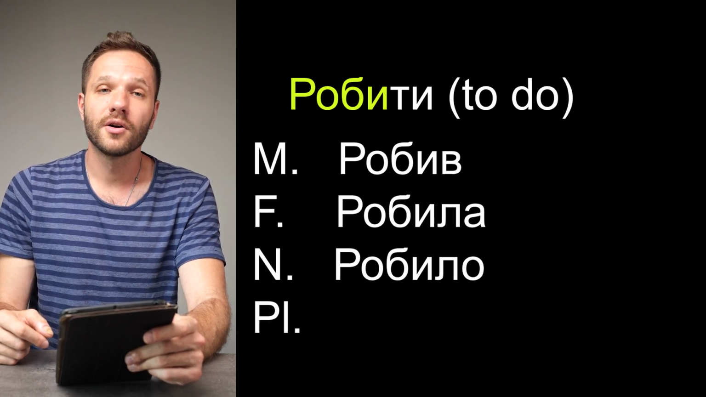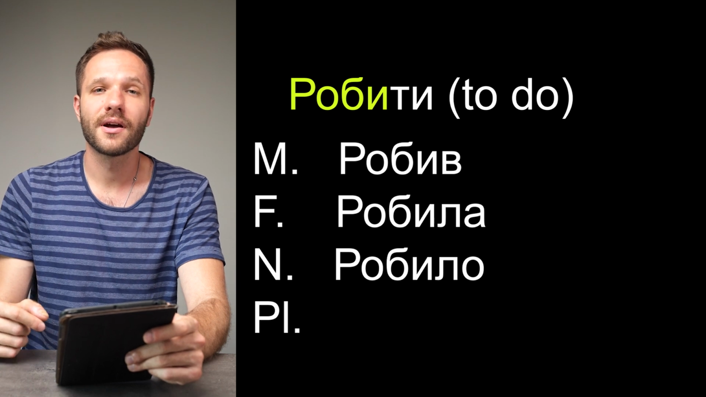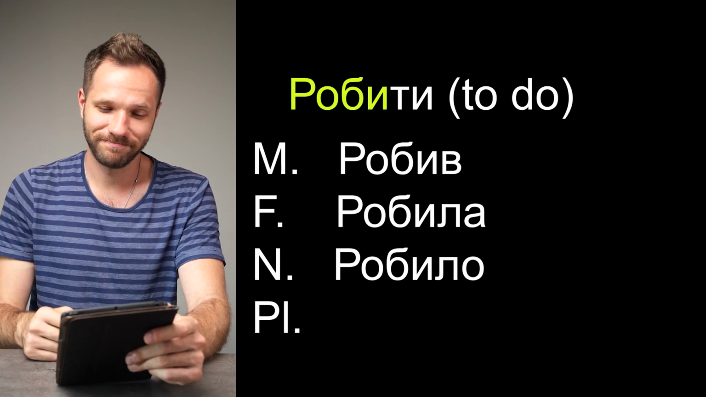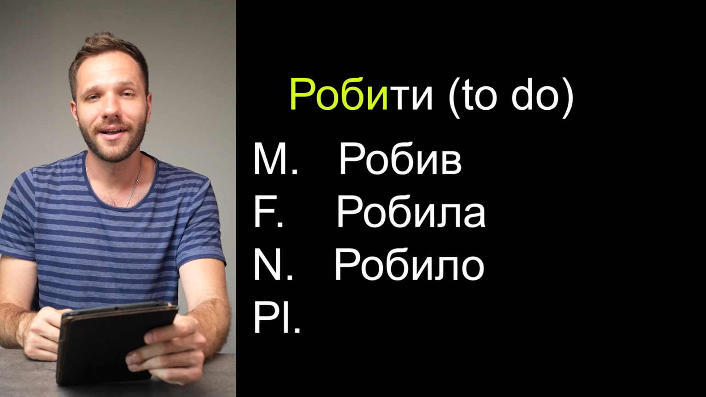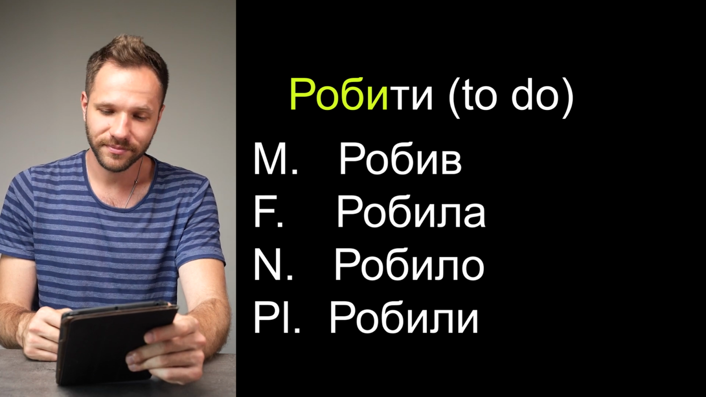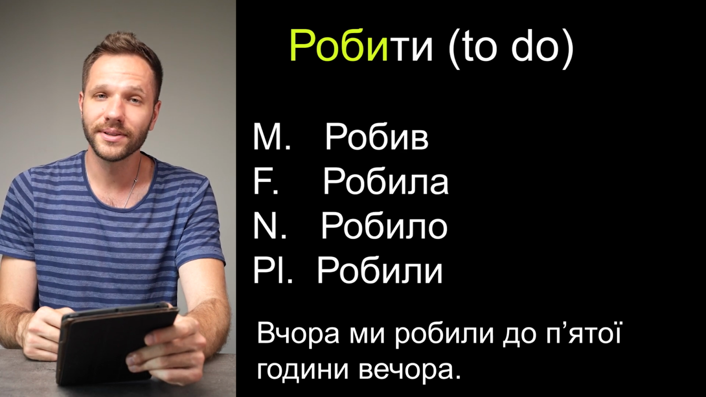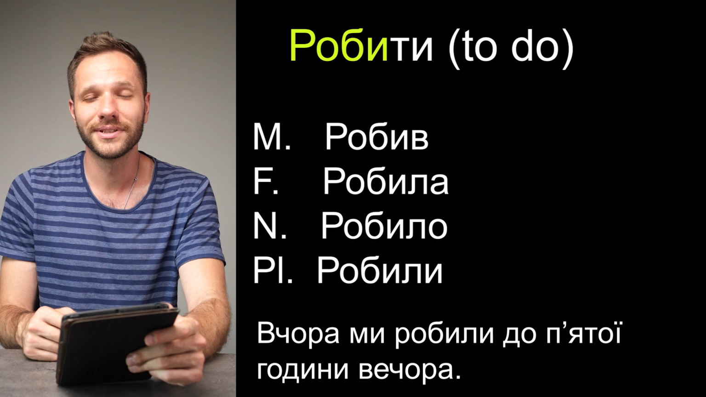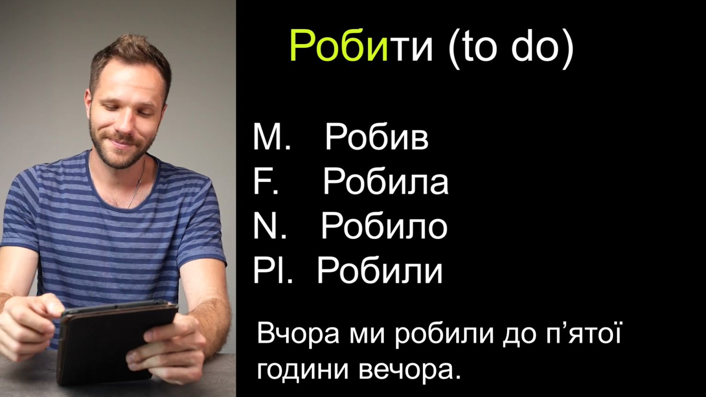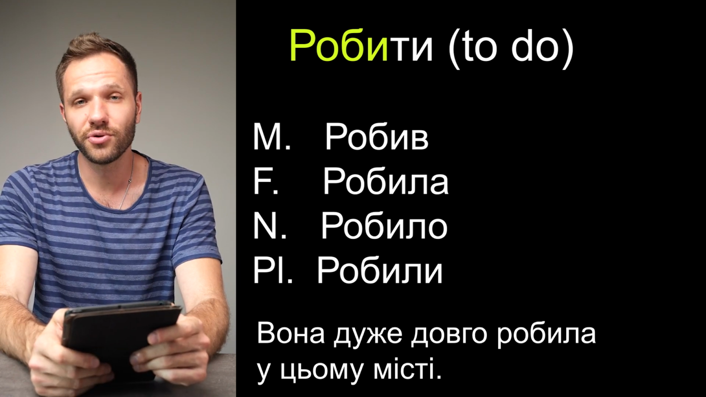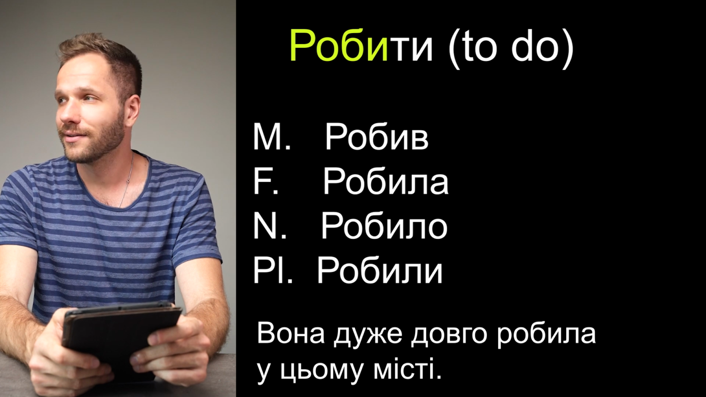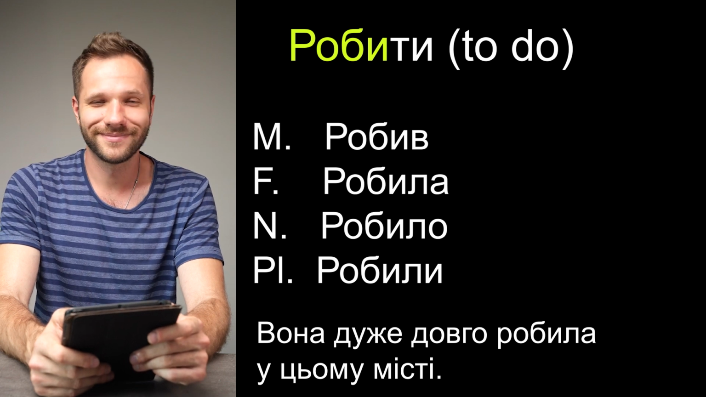Neuter. Робило. And plural робили. Вчора ми робили до 5 години вечора. Вона дуже довго робила у цьому місті.